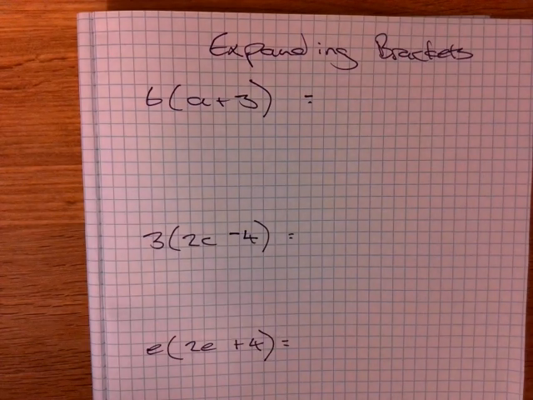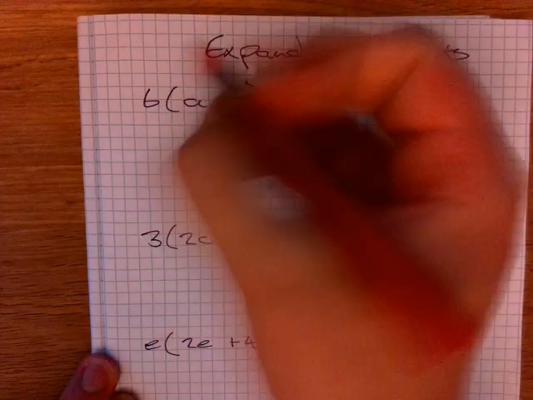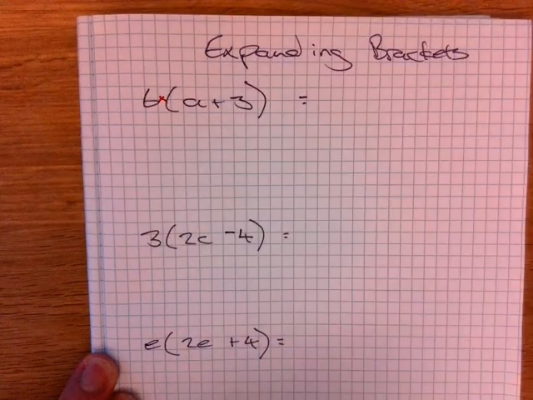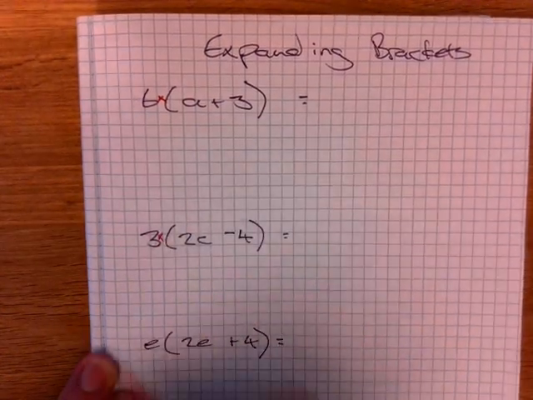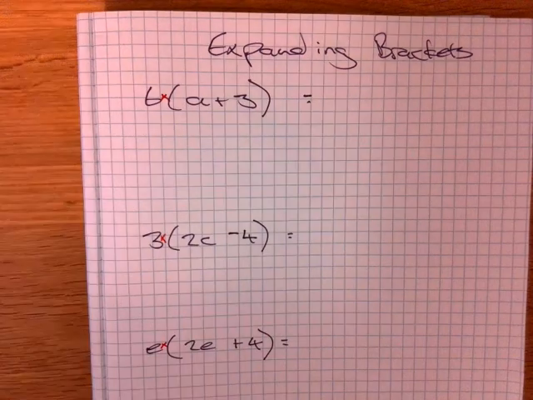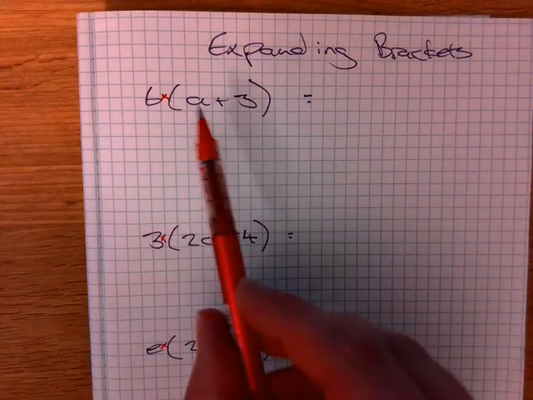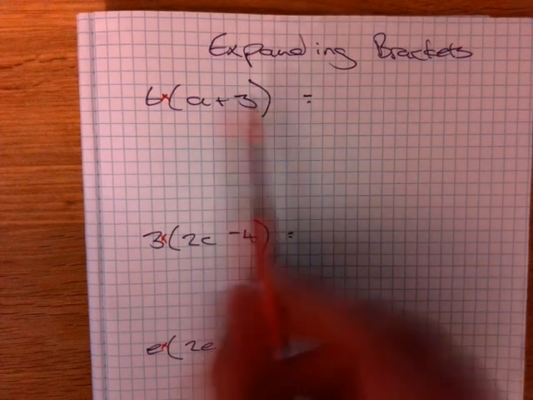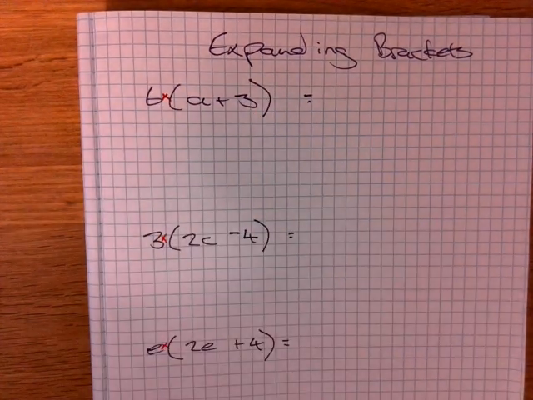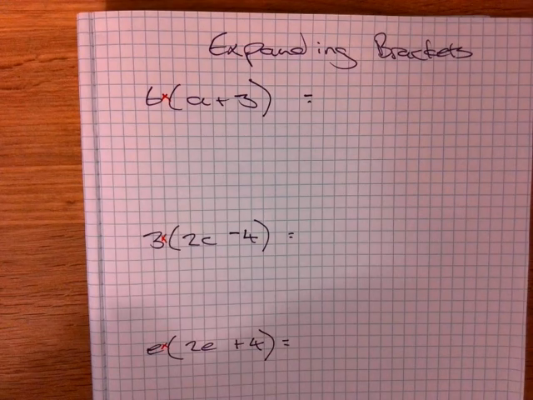Now what we've got to remember is between a number and a bracket there's a times sign that we're too lazy to write. Same goes if there's a letter in front of a bracket, there's a times sign that we're too lazy to write. So what we're going to end up doing is multiplying each of the things inside the bracket by the value outside the bracket.